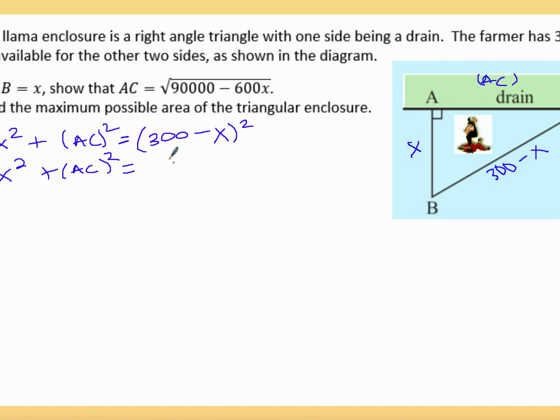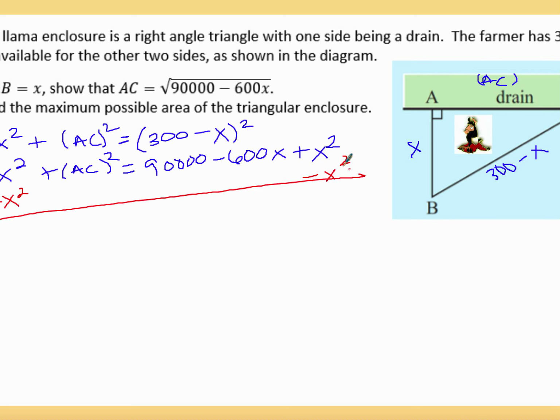300 minus x squared is 90,000 minus 600x plus x squared. And the cool thing is that if I subtract x squared to the other side, it'll cancel the other x squared out, because any number minus itself is 0.